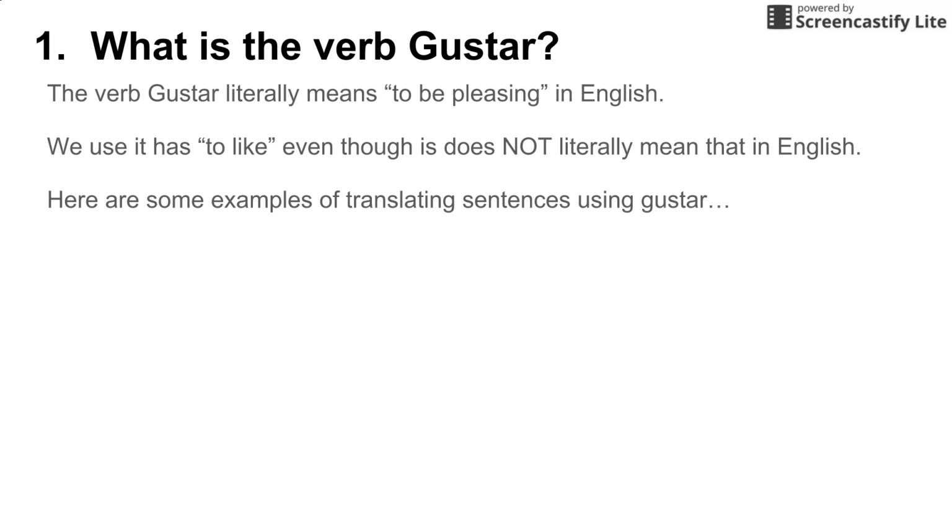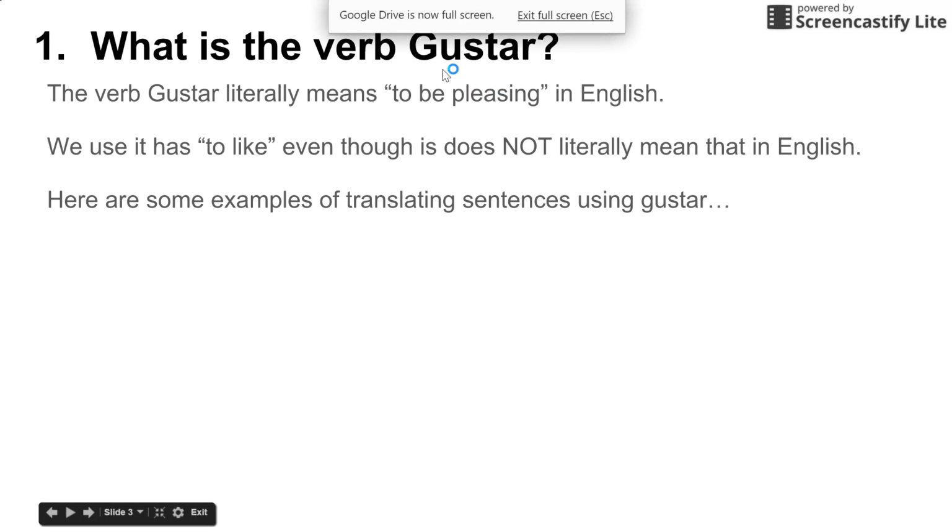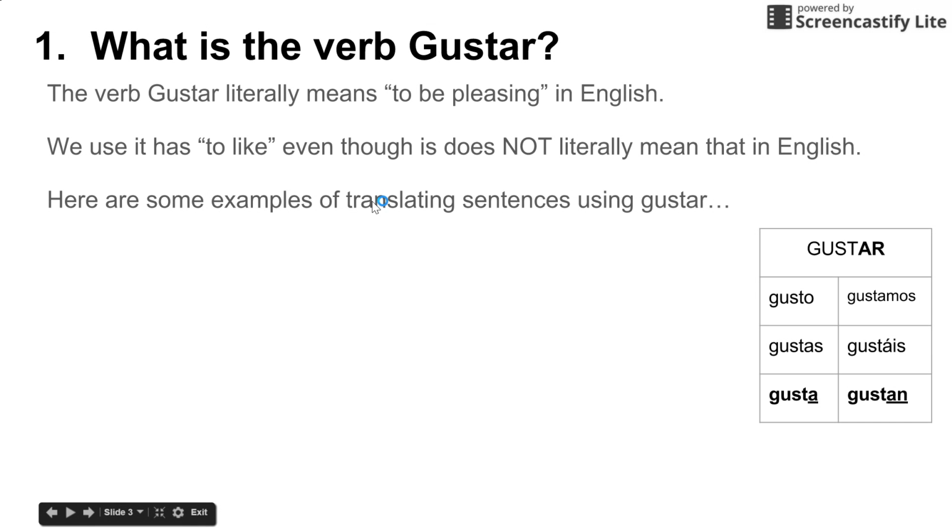So, what is the verb gustar? Literally, it means to be pleasing to in English. However, we use it as like, even though it really doesn't mean that. Here are some examples. The verb gustar is an AR verb, so it does have all the forms. However, you have to be careful of what or who is being pleasing. So if I'm being pleasing to, let's say, my parents, I am the one doing it, so it would be gusto. If you are doing it, it would be gustas, gustamos if we are, and gustais if you're talking to a group of people who are doing the pleasing.